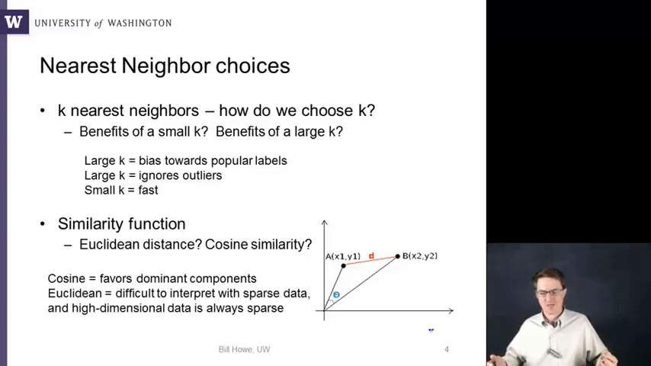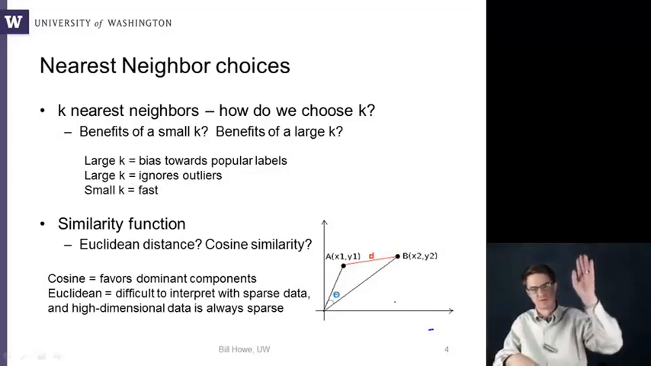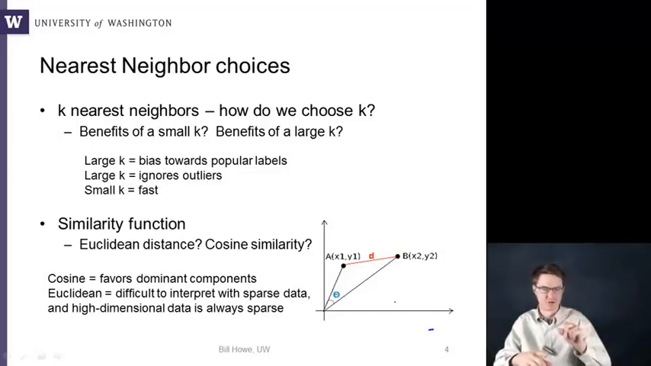So that's the disadvantage of Euclidean, is that you have this sort of curse of dimensionality problem going on. The disadvantage of cosine is that it kind of favors the dominant components, meaning that if two vectors are the same in all dimensions except for one where that value is much higher on one vector than the other, then the cosine similarity is affected less by that than the Euclidean distance.